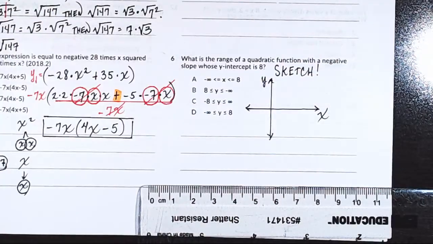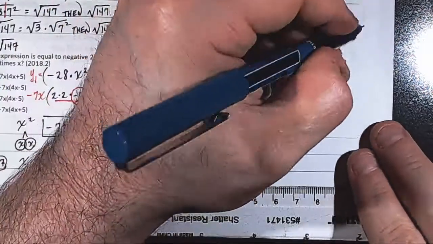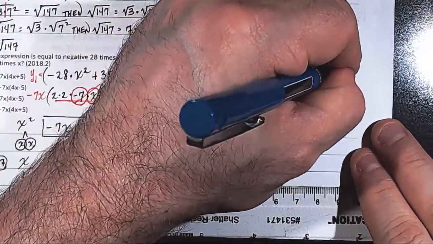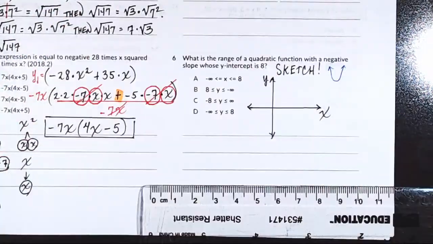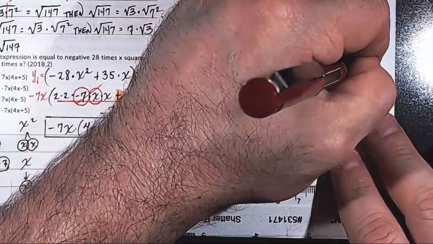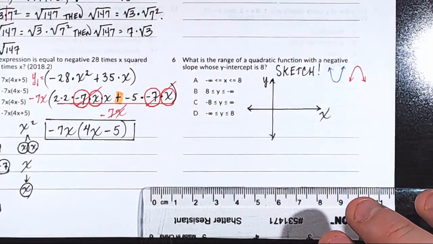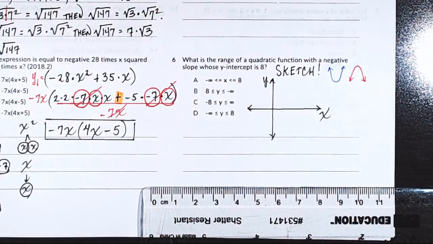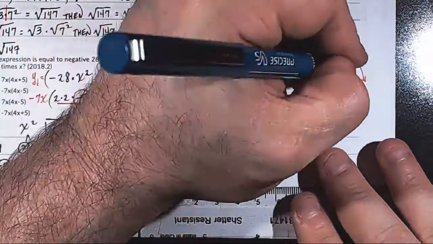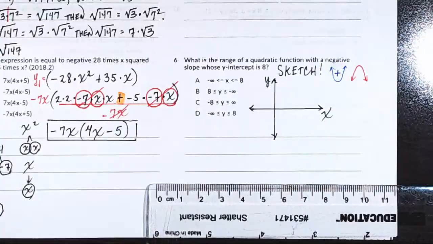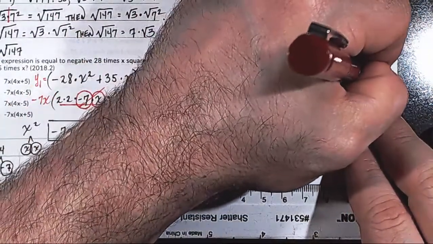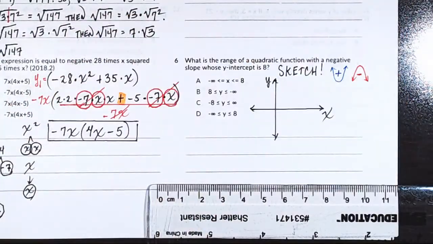And let's analyze what we're given. The range of a quadratic function with a negative slope. So we've got two possibilities. You've got a hoop shape that looks like this, and you've got a hoop shape that looks like this. Which one is positive? Which one is negative? The one pointing up is positive. The one pointing down is negative. So we want a negative slope.